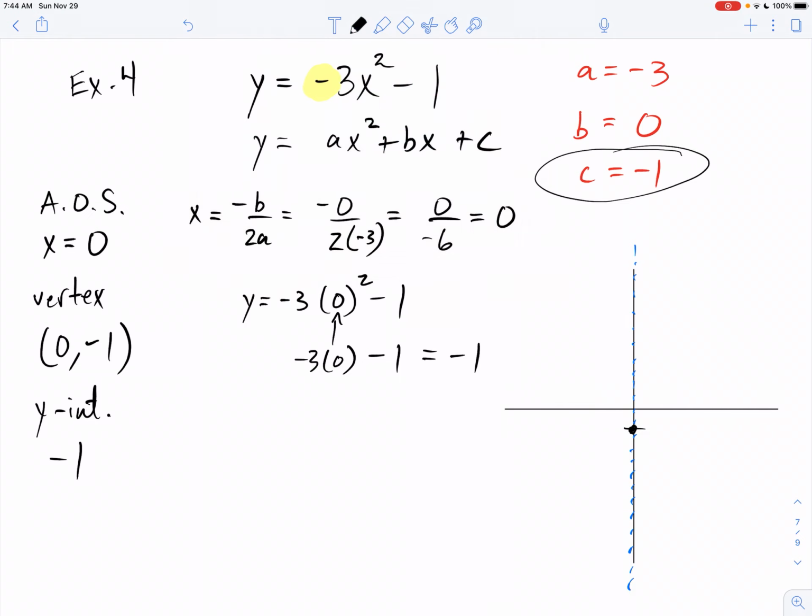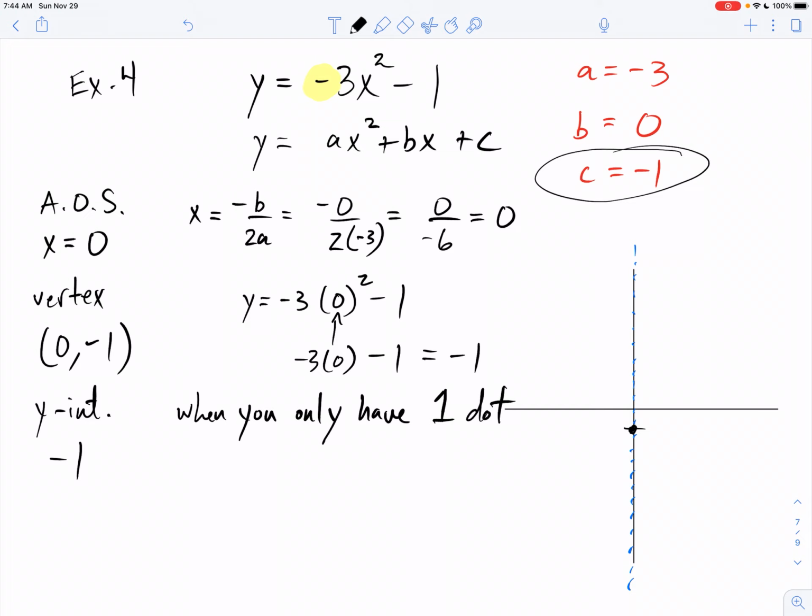See, when you only have one dot, you cannot sketch a graph. It's not much of a parabola if it's just a dot. So what do you do? You pick any other number you want for x. Any number you want. Pick the easiest number you can think of. 0. No, we already plugged in 0. Remember, that was the axis of symmetry. 1. Hey, I'm going to do that.